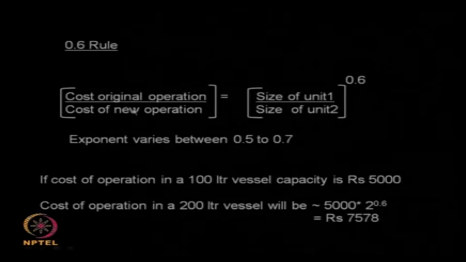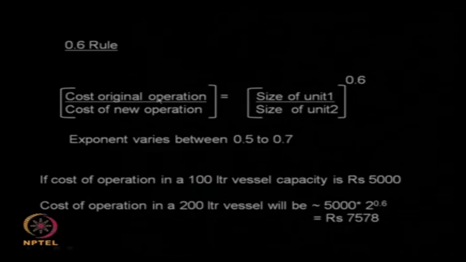So if you have another cost of new operation, and the size of unit 2 is 2 times size of unit 1. So the cost of original operation divided by the cost of new operation will be equal to size of unit 1 divided by size of unit 2 raised to the power 0.6. So for example, if I have a 100 liter vessel capacity and the cost of operating this vessel is 5,000 rupees. If I have a 200 liter vessel, the cost of operation will not be 2 times 5,000, that means it will not be 10,000 rupees, but it will be much less than 10,000 based on this formula.